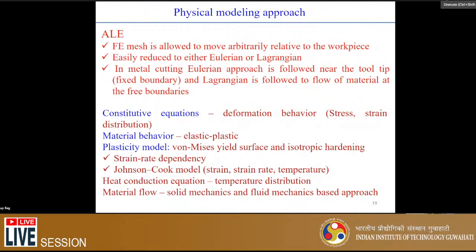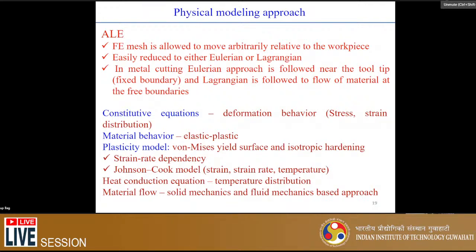For example, the Eulerian approach is followed near the tool tip, because this is almost a fixed boundary. Here, at the tool tip, the Eulerian approach is more important. But the Lagrangian approach is required to follow the flow of the material, specifically at the free boundaries. That's why taking advantage of both approaches is normally followed in ALE.